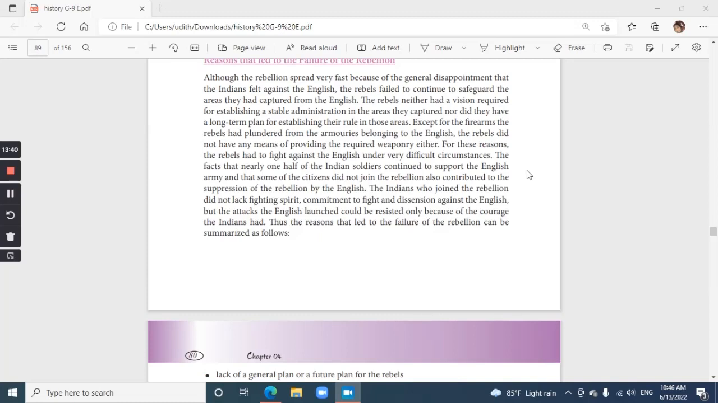So some of the citizens, some of the general public, did not join the rebellion and did not contribute to repel the English. That's one of the other reasons.